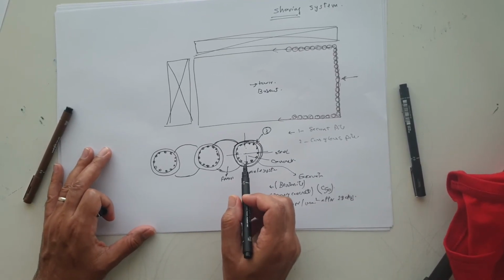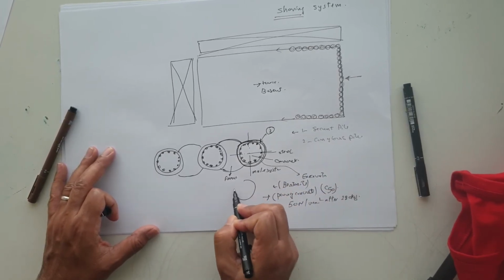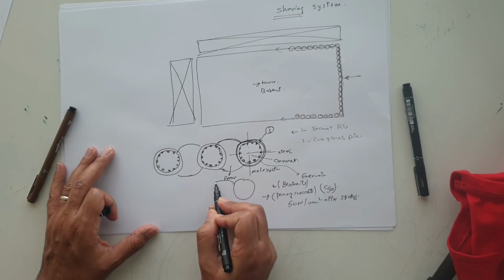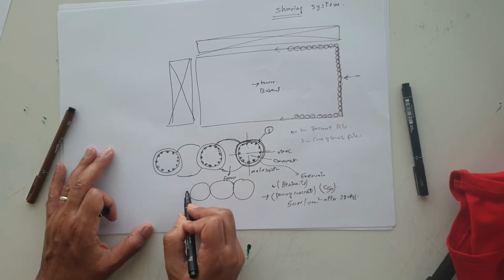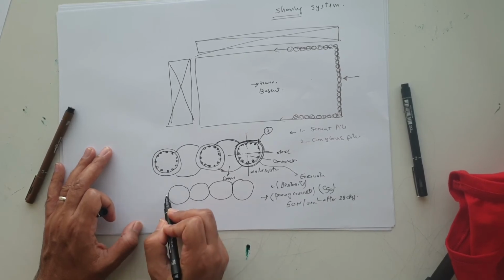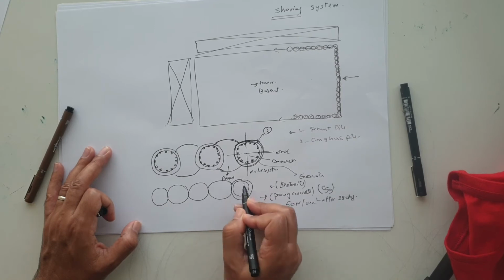Another kind of system is the contiguous pile. This one is coming touching directly like this. And in this one all the piles include steel.